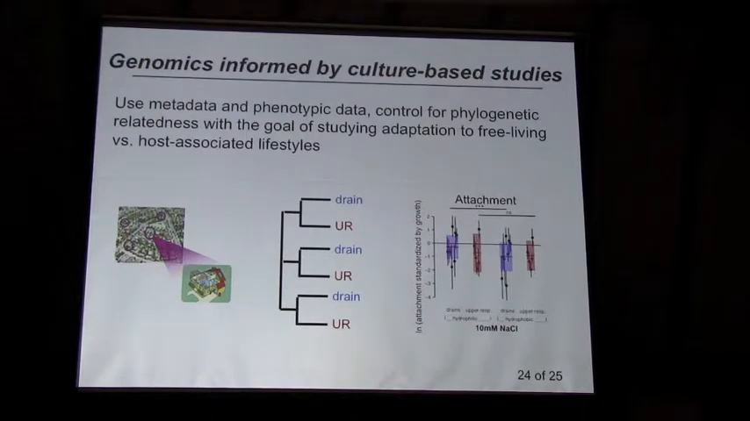So we're actually interested in looking at genomes at this point. And we're this fall going to be sequencing a subset of these aeruginosa genomes. And our hope is that we can use some of the metadata of the sites of isolation, both the physical location and also the environments from which the samples were taken, as well as phenotypic information, together with the information that we have about phylogenetic relatedness, to better understand adaptation to free-living versus host-associated lifestyles. And we're actually also really interested in different kinds of drains.